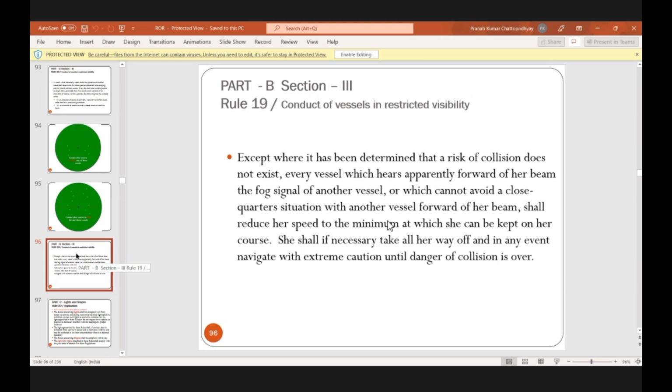now when you reduce your speed to the minimum, what does that actually mean? You are already going at a safe speed, meaning the speed at which the vessel movement can be controlled, the vessel can be stopped if required, you can go astern and things like that, all that can be maneuvered. So in such a scenario, when he says reduce your speed to the minimum, what do you mean by that? Sir, allow more time to see. At which she can be kept on her course. So speed should be such that you still maintain that course.